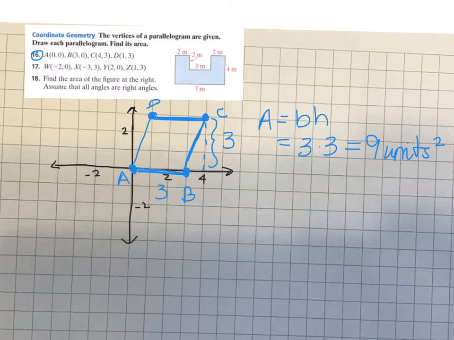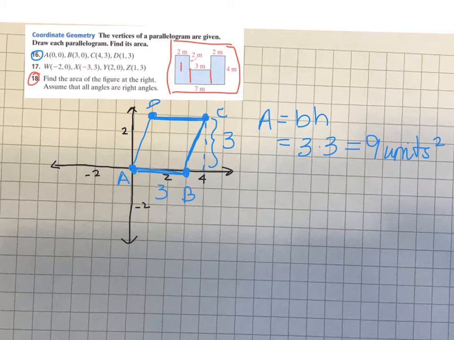For number 18, it tells us to find the area of the figure at the right, which would be this figure right here. Now, if you notice, you can see that you have many rectangles or parallelograms. And what I'm going to do is I'm actually going to break this up. And there's really a couple different ways that you could do this. But I think I'm going to break mine up this way. I'm going to come in here and I'm going to draw in a few lines so that I can make some different rectangles.